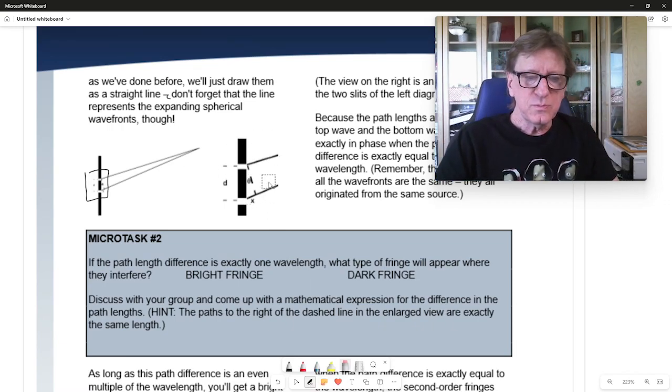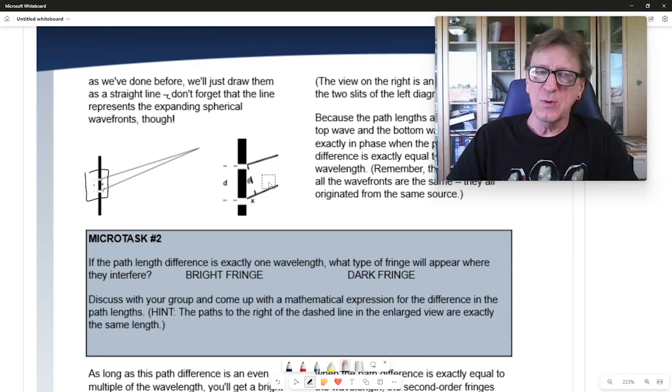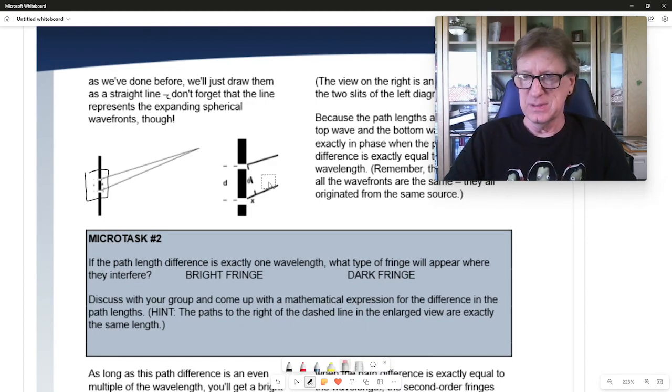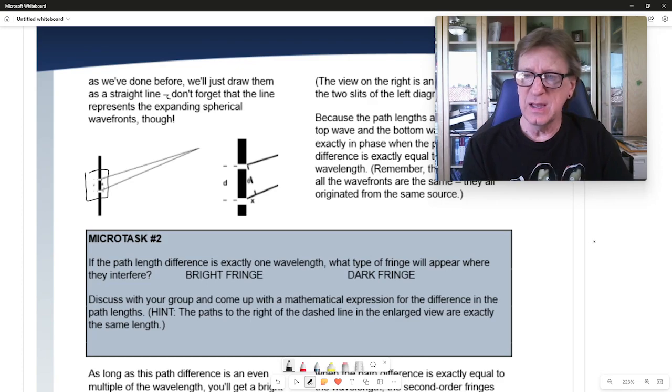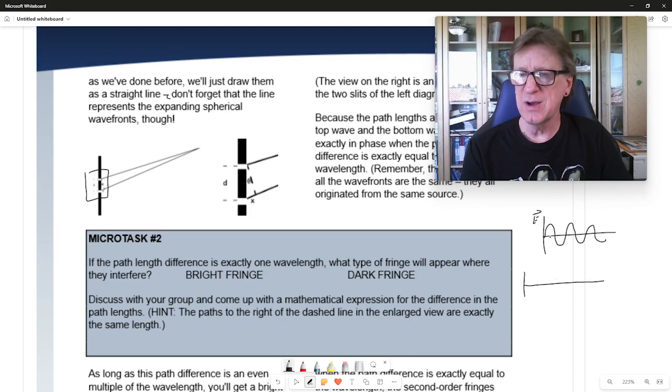So we look at microtext 2 then. If the path length difference is exactly one wavelength, what type of fringe will appear where they interfere? And we did this last time. Let's go ahead and draw that down here to the side. We talked about how if I have two electromagnetic waves, so here's my E field, I'm going to have one that's going to start out back here. So it's going to travel a slightly longer path to reach this. So this will be E2 and this will be E1.